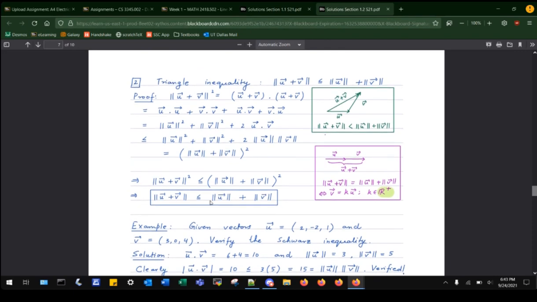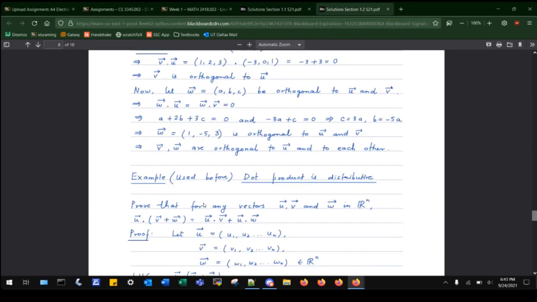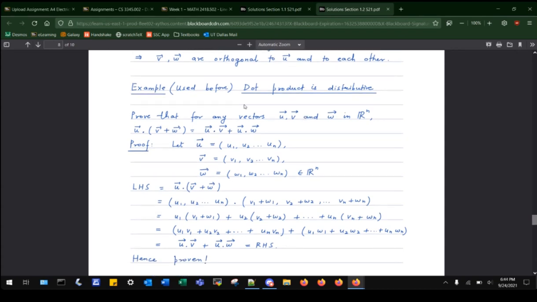Another important inequality to know is that the magnitude of the sum of two vectors is always less than or equal to the sum of the magnitudes of the vectors. The dot product is distributive with vector addition. So the dot product of vector u and the sum of vectors v and w is equal to the sum of the dot products of u and v and u and w.